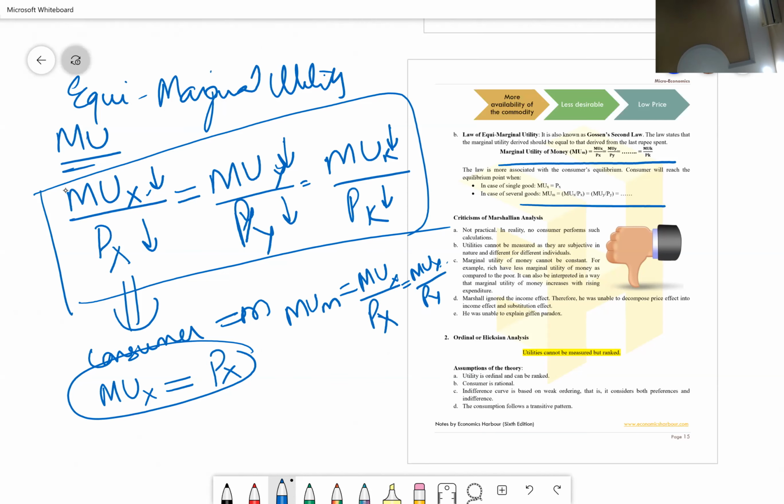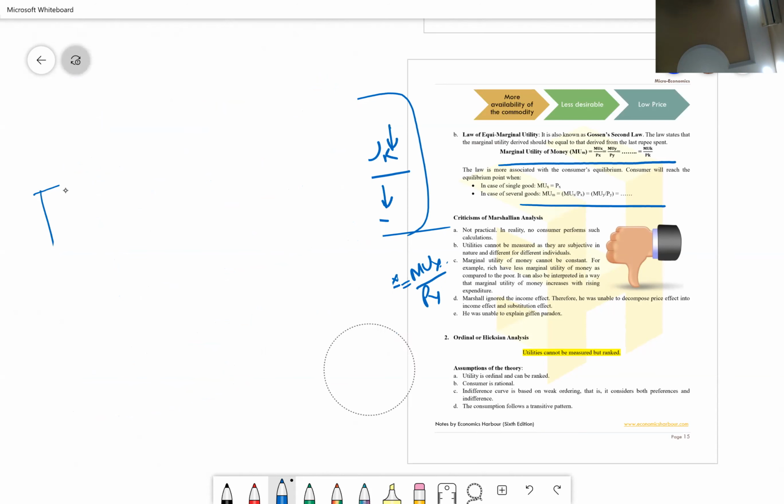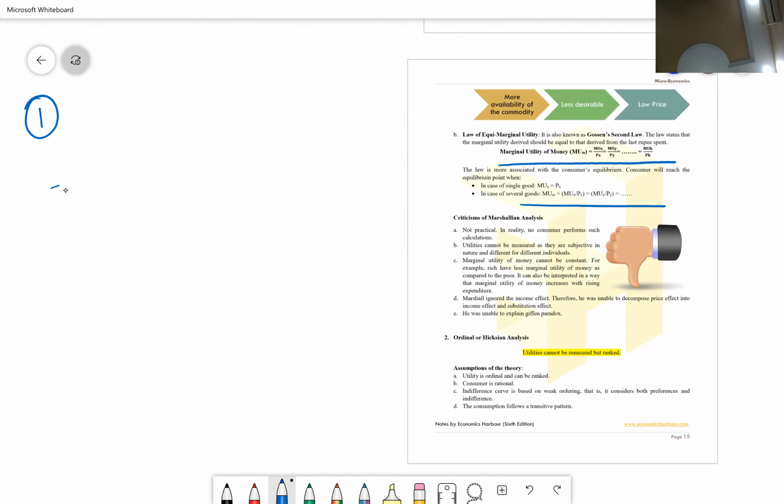Okay. So what are the criticisms? Coming on to the criticisms of the Cardinal analysis or the Marshallian analysis. First and foremost criticism is that it is not practical. In reality, there's no consumer who performs such calculations, saying this commodity will give me this much utility, so I should consume this much. There is no such consumer who performs such calculations before consuming any commodity, right?